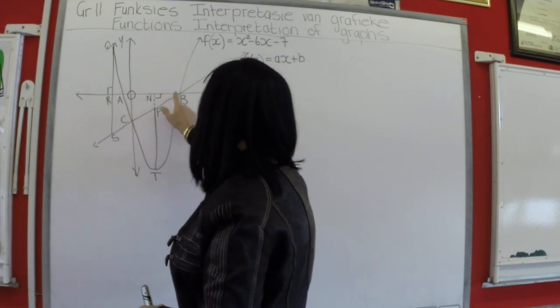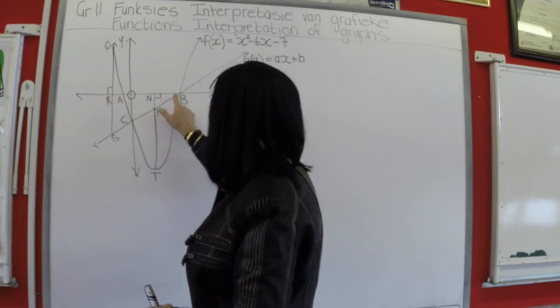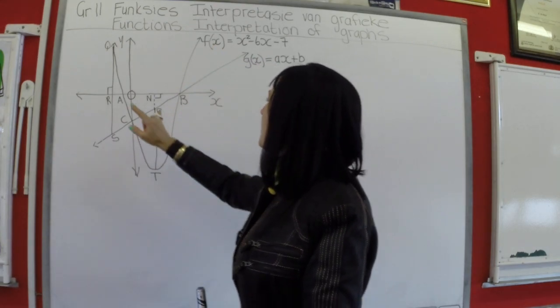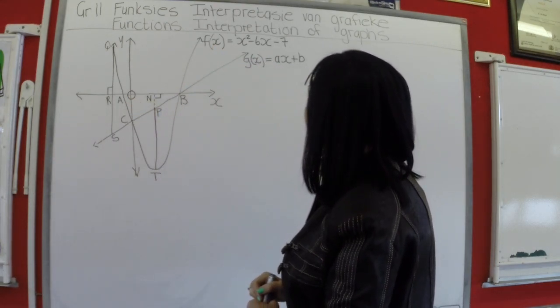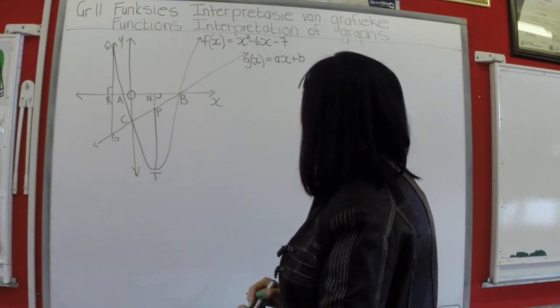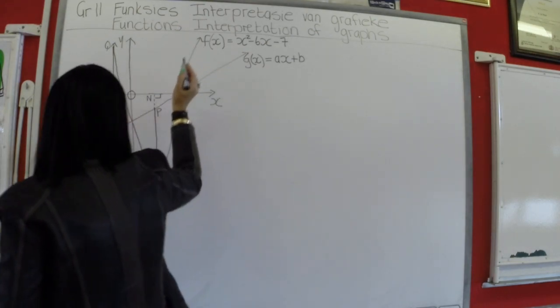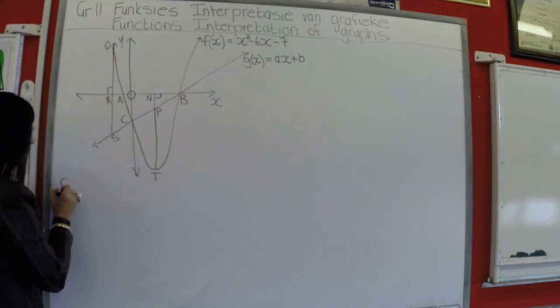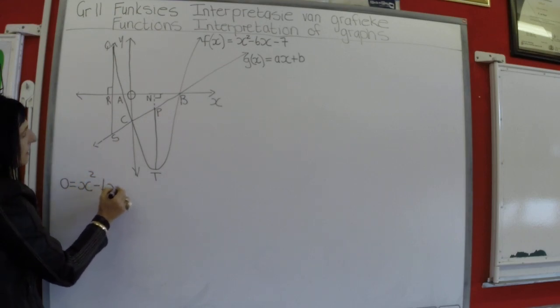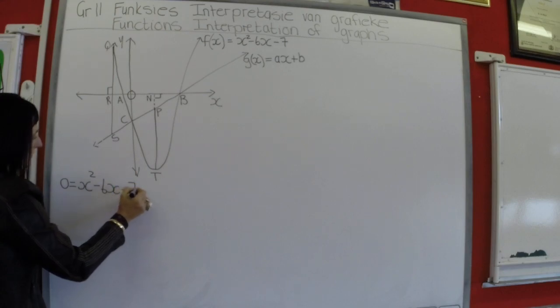Die lengte van AB. Nou, as ons nou kyk na A en B, dan sien ons dis die x-afsnitte van die parabool. So if you want the length of AB, you're going to get the x-intercepts of the parabola. To get the x-intercepts, we're going to make y 0. So y is equal to 0, then it's x squared minus 6x minus 7.